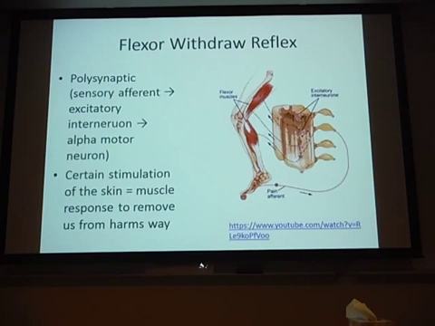Speaking of pain, our next reflex is mediated generally by pain receptors. Don't get too distracted by that animation. Sometimes I forget that they do that.